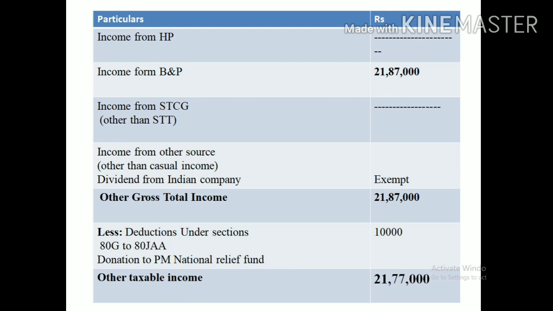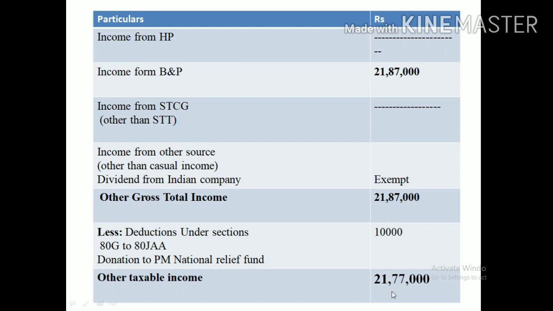For this, claim deduction. In this problem we have only one deduction under section 80G, that is donation to Prime Minister National Relief Fund, so it is eligible for 100%. This comes under without limit, 100%. So take how much they donated, that is 10 lakh.